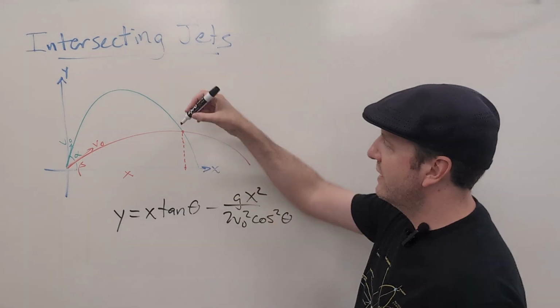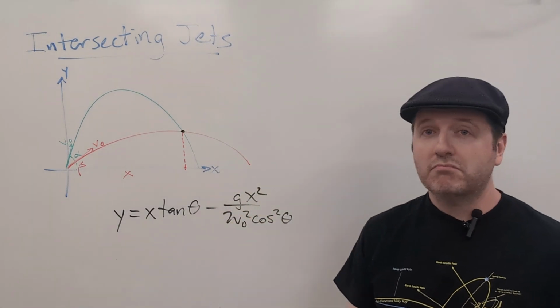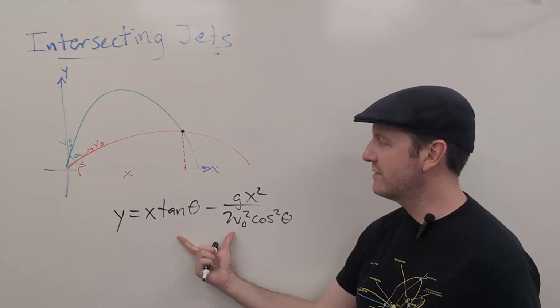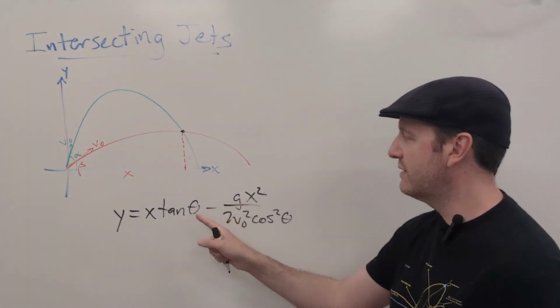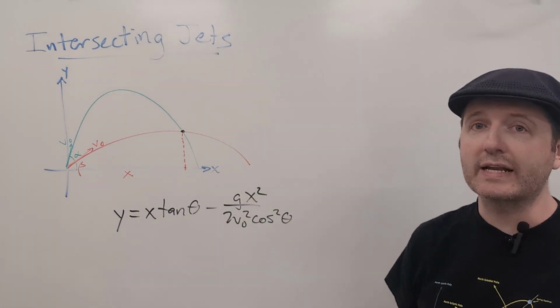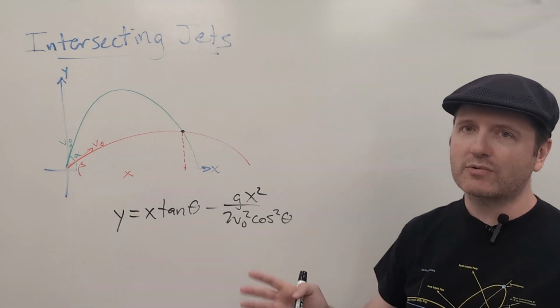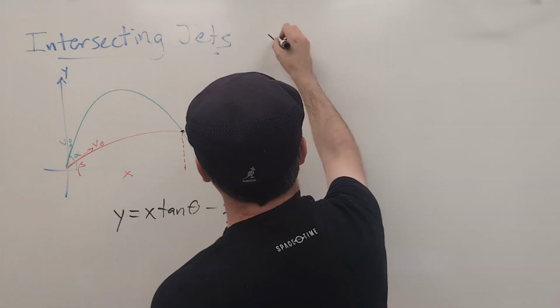Now what I want to do is recognize that when these two jets cross, they'll of course have the same x position and y position. So I can just write down two copies of this equation with the same value of y and set them equal to each other. The only difference will be that we have two different values for theta here. I am going to go ahead also and rewrite this cosine squared as a secant squared, and we'll see why that can be pretty useful. So let's go ahead and get those on the board.